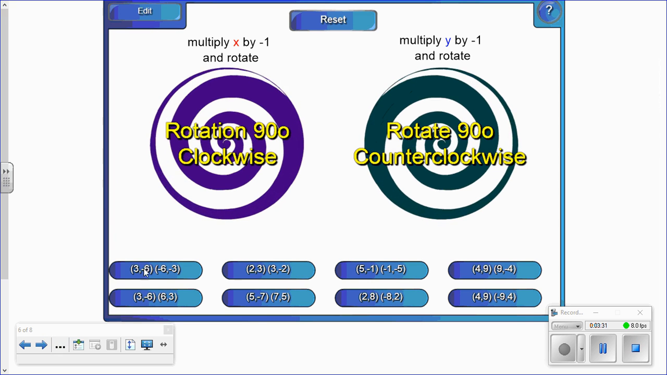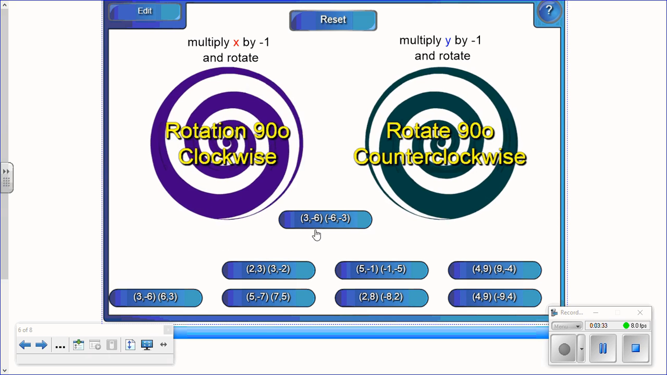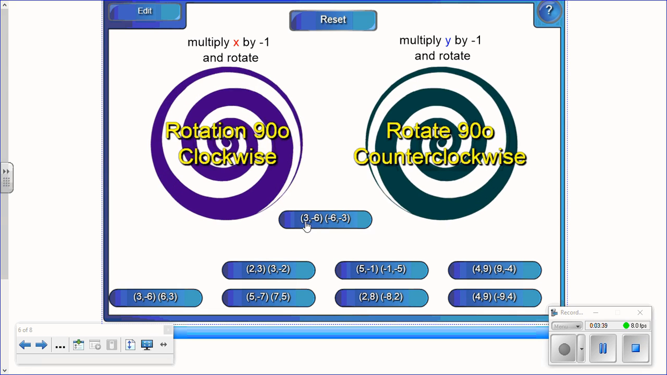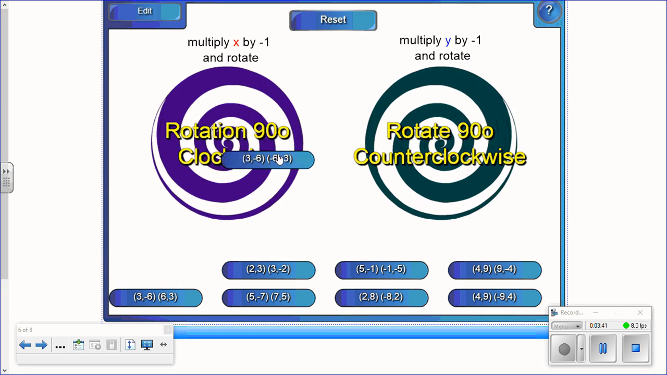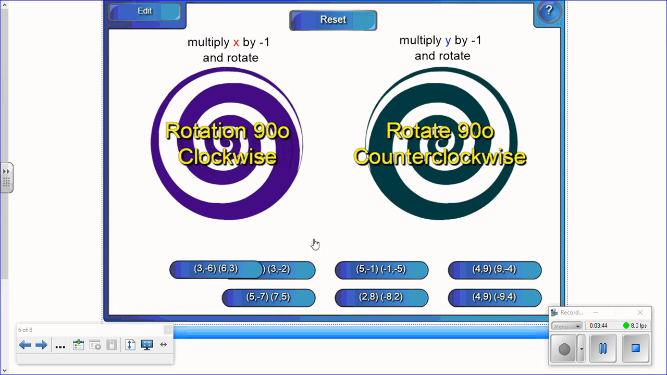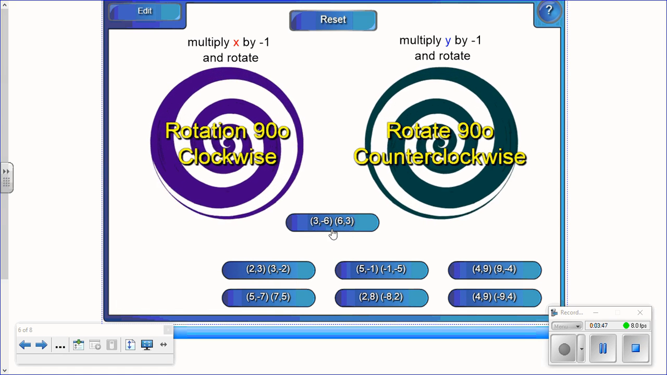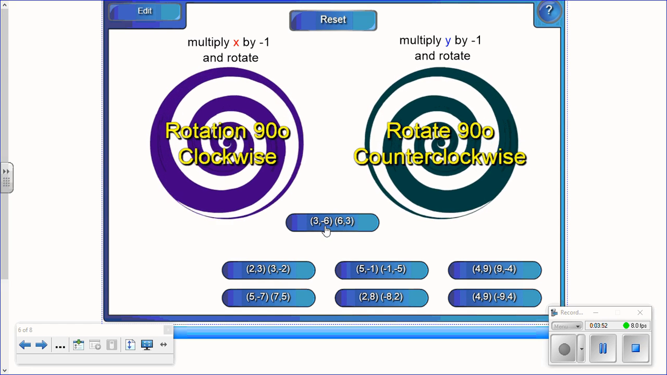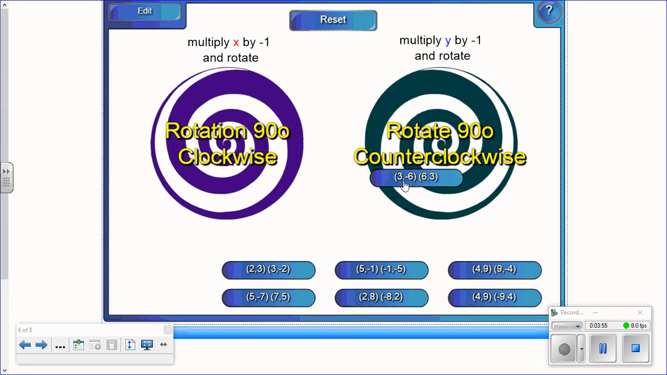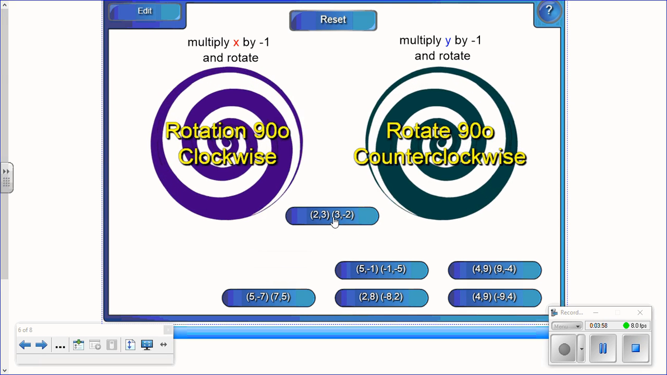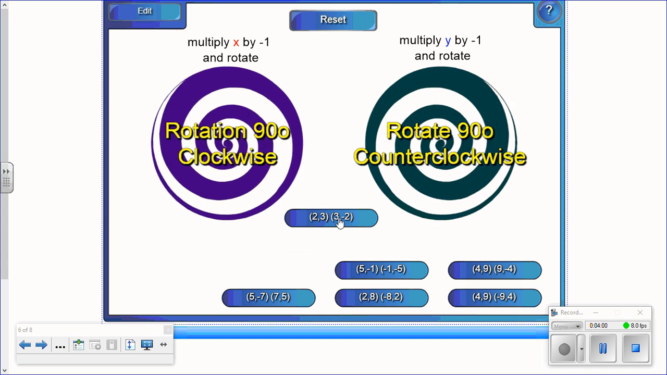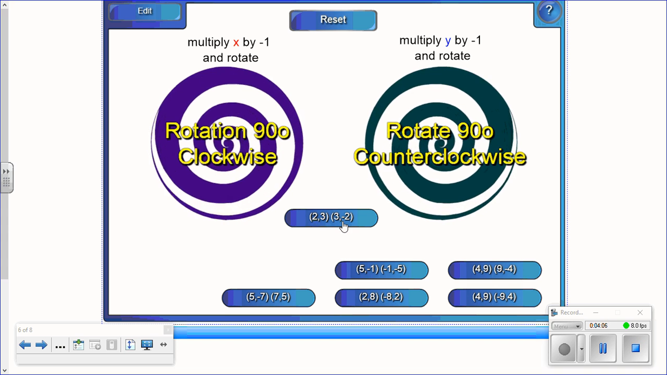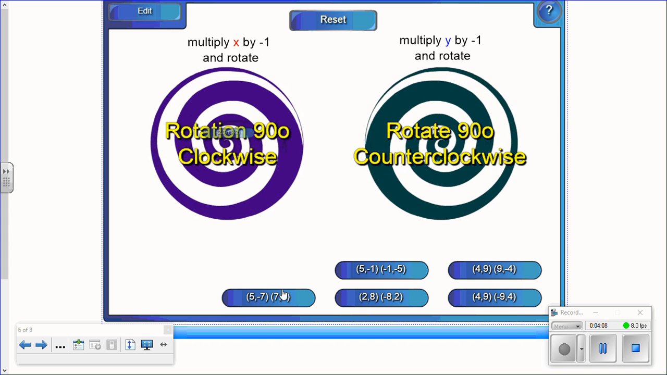So let's look at some examples here. So we have this ordered pair, 3, -6, and now it's -6, -3. You can see that the x was positive, now it's negative, and so it's clockwise. In this one, we got 3, -6, and then positive 6, 3. So it's the 6 that was multiplied by -1, which means it's counterclockwise. In this one, we've got 2, 3, and then we go 3, -2. That means it's the x that was multiplied by -1 before we switched them, so it's clockwise.